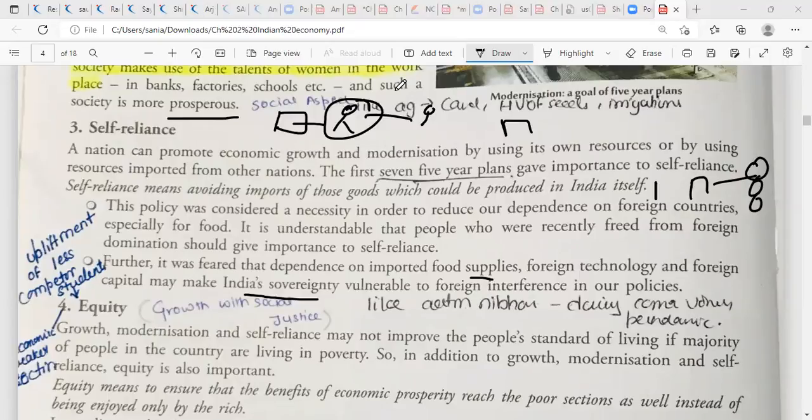Done. Okay. Now you are going to write why the self-reliance policy was adopted. You'll write the first point till here, and then the second point. The question is why the self-reliance policy is important.